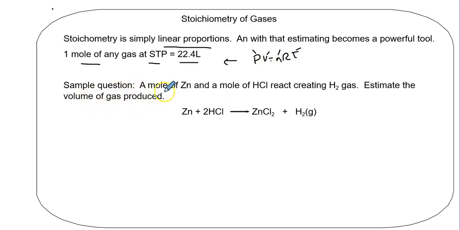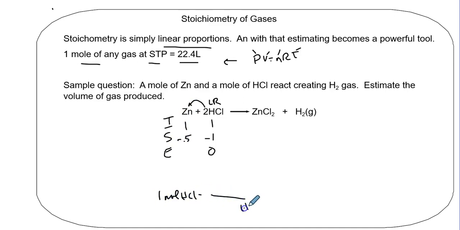So, sample question: a mole of zinc and a mole of hydrochloric acid react, creating hydrogen gas. Estimate the volume. Now we're in moles, so our ICE table is going to use moles. I've got 1 mole of this, 1 mole of this. So who's my limiting reactant? Because they have equal moles and the HCl reacts twice as fast, HCl is my limiting reactant. I'll lose 1 mole of this and go to 0. At a 2-to-1 ratio, I will lose half of the zinc, so minus 0.5.